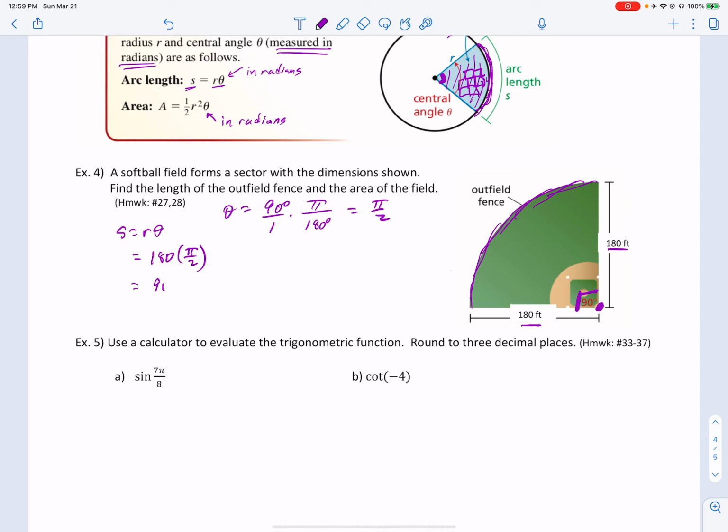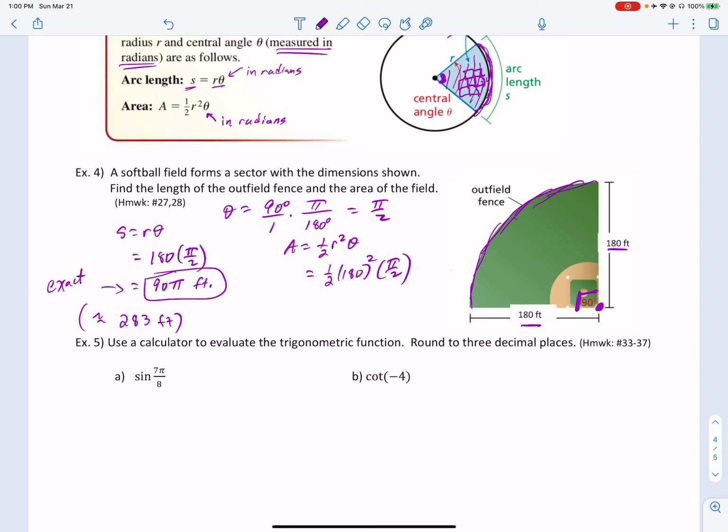So if I say I want an exact answer, it would be 90 pi, and it would be in feet. If they approximated it to the nearest foot, it's about 283 feet. But this is the exact value. So there's the arc length. Then sector area is 1/2 radius squared times theta. So 1/2 180 squared, and then again, the angle, if you're using these formulas, they're different from what you did with degrees, needs to be pi halves, and you need to show use of these formulas.